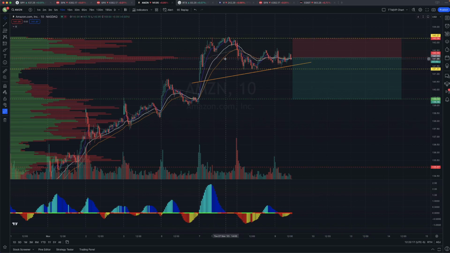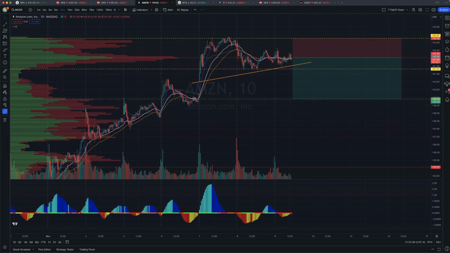So if you liked that short, you could put it on here. You could wait till it breaks the trend. You could wait and see if we get a spike to the high. I doubt that's going to happen. But it's at a nice level, right?